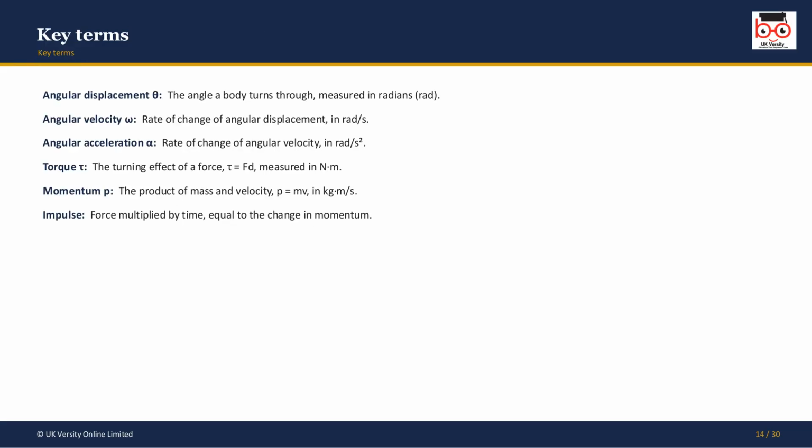Let's gather the rotational terms together. Angular displacement, theta, is the angle a body turns through in radians. Angular velocity, omega, is how fast that angle changes, in radians per second. Angular acceleration, alpha, is the rate of change of omega, in radians per second squared. Torque, tau, is the turning effect of a force, equal to force times distance, measured in newton meters. Momentum, p, is mass times velocity, and impulse is force multiplied by time, which equals the change in momentum.